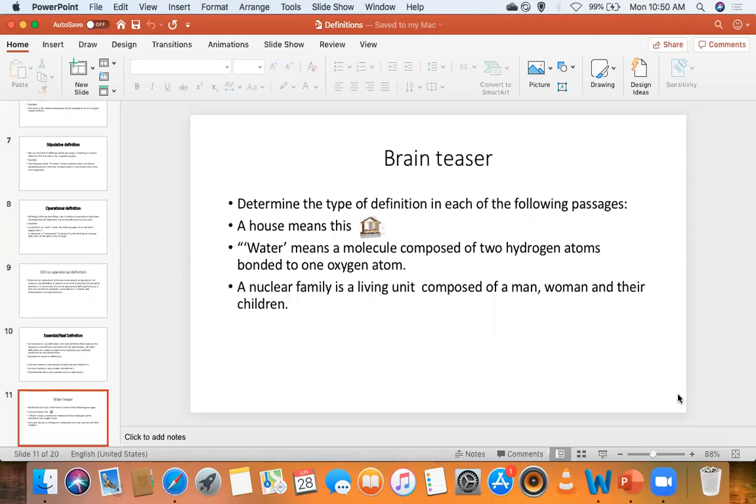Then a nuclear family is a living unit composed of a man, woman, and their children. Essential definition. Lexical definition. Stipulative definition. So, is it operational? What about theoretical? Theoretical. Yeah, because there is a certain discipline that gave us this definiendum.